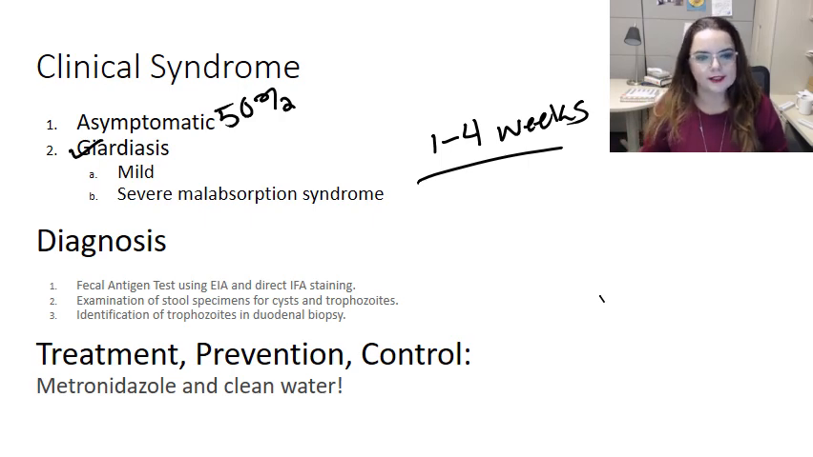It's going to be at least 7 days. The average time period is about 10 days. You're going to get onset of disease with a sudden, foul-smelling, watery diarrhea. And that's going to be associated with abdominal cramps, flatulence, steatorrhea, and you're going to want to look at the quality of the stool. That'll help in identifying your organism.